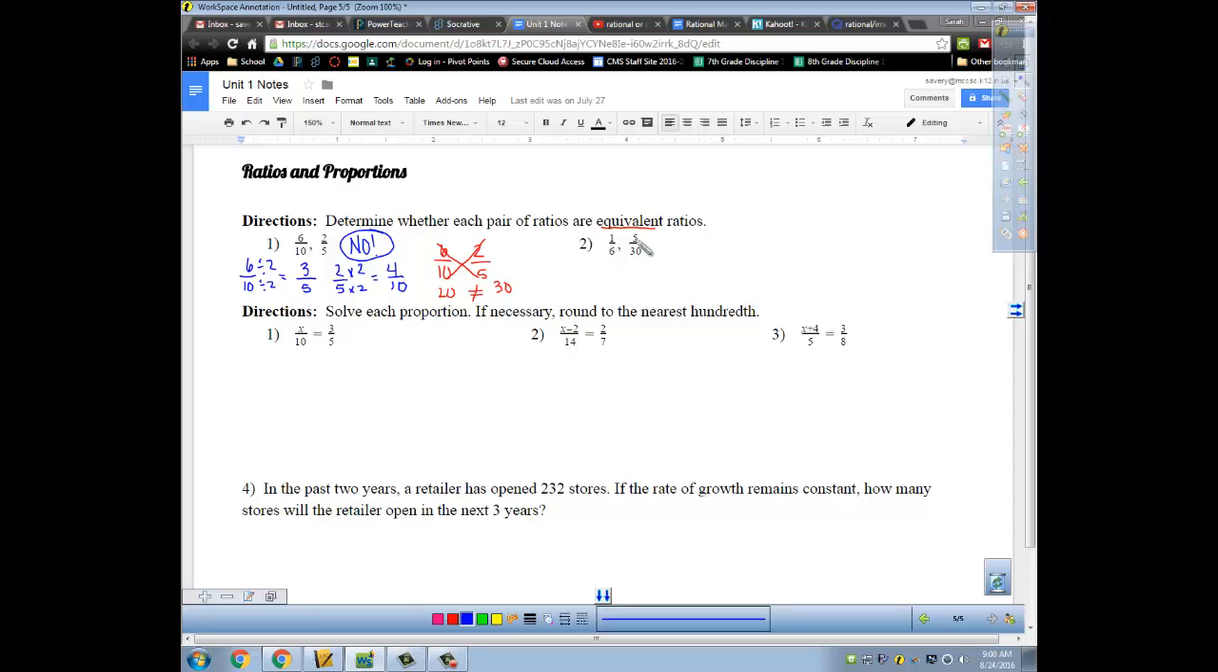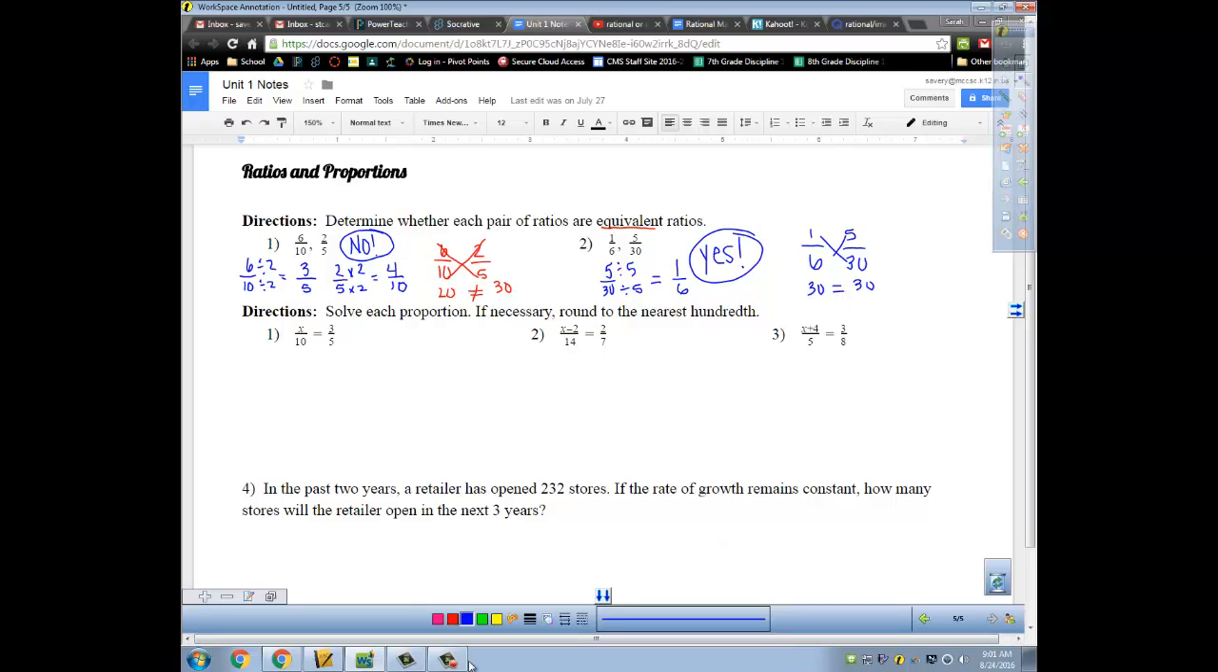So number 2, we're figuring out if these are equivalent. So you could reduce 5 over 30, divide both by 5 to get 1/6. So 1/6 and 1/6, we can say yes, those are equivalent. And again, you could have changed 1/6 to 5 over 30. You could have cross multiplied. So if you cross multiplied, it would look like this. 1 times 30 is 30. 5 times 6 is 30, and those are equal.